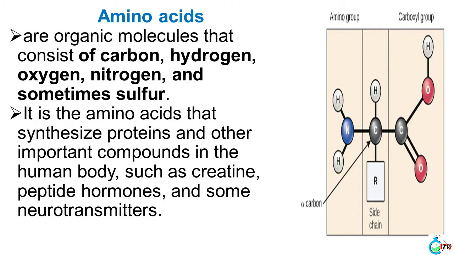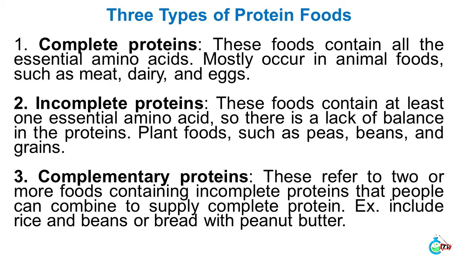It is the amino acids that synthesize proteins and other important compounds in the human body, such as creatine, peptide hormones, and some neurotransmitters. 3 types of protein foods. 1. Complete proteins. These foods contain all the essential amino acids. Mostly occur in animal foods, such as meat, dairy, and eggs.